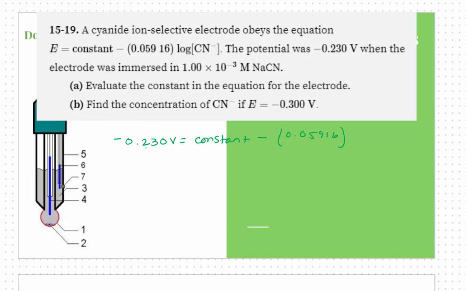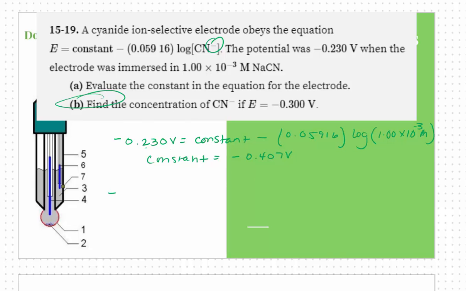The n is 1 here. We have a charge of 1 times the log of the concentration of the cyanide, which is going to be 1.00 times 10 to the negative third molar. So you should get a value for the constant equal to negative 0.407 volts. So now we can find the concentration of cyanide for a potential that we are given.